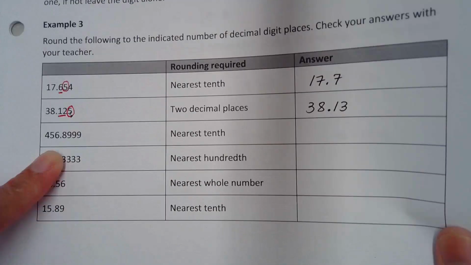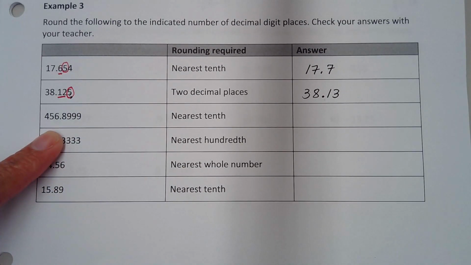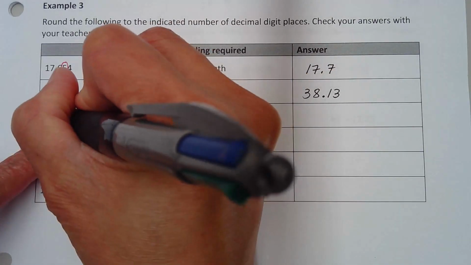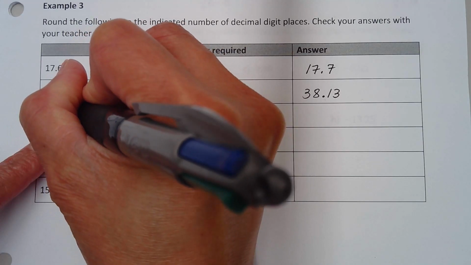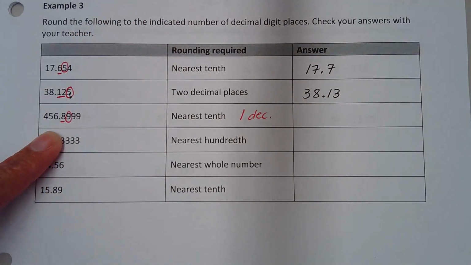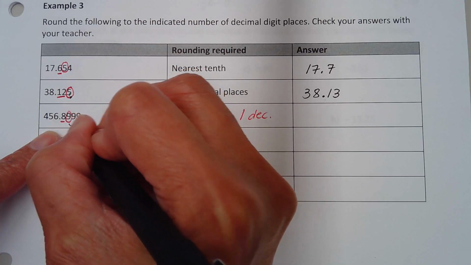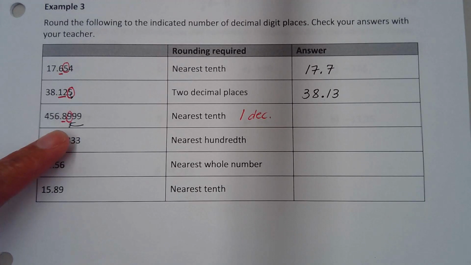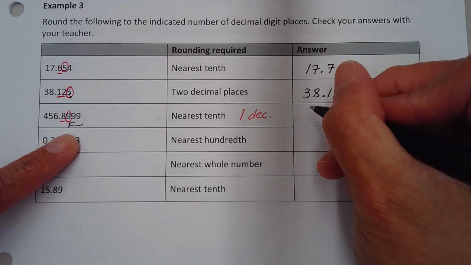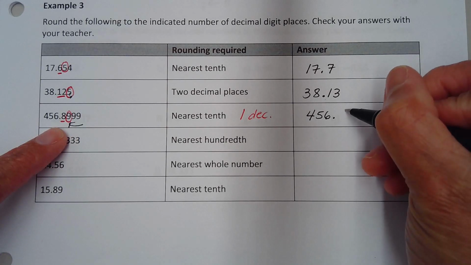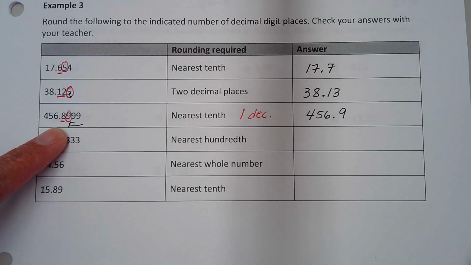Okay, nearest tenth. How many decimals is the nearest tenth? 1 decimal, right? I need to go 1 decimal. You look at the next one. Okay, 5 and higher, that would be 456.9. You increase by 1.